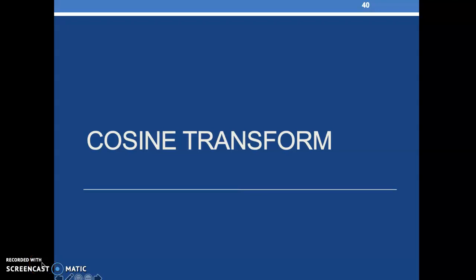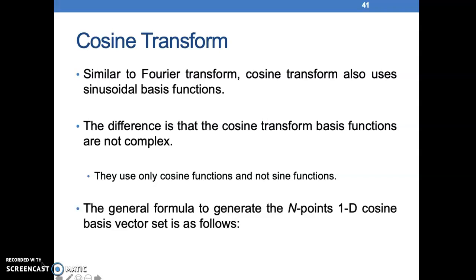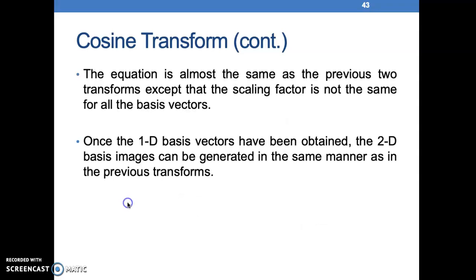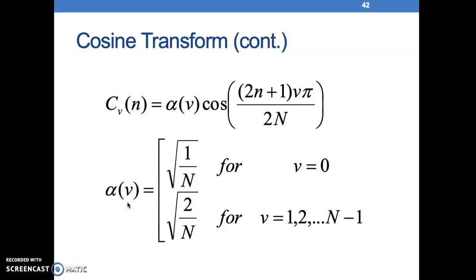Okay, continue with the cosine transform. So the concept is the same, where you will use different basis images. Okay, so cosine. This is the formula to generate the basis image for the cosine transform. I just want to show you how complex the cosine transform is, compared to the WHT, which involves only +1 and -1.